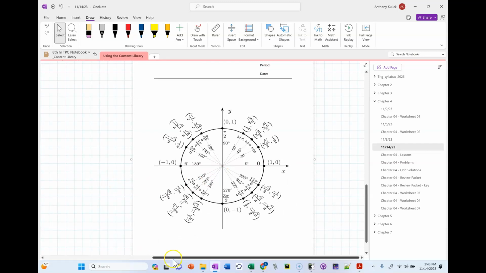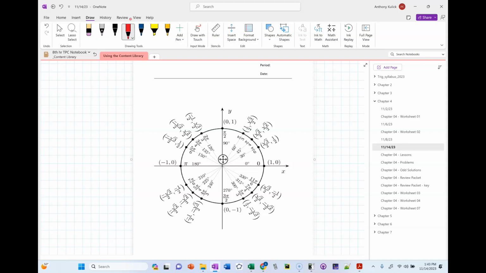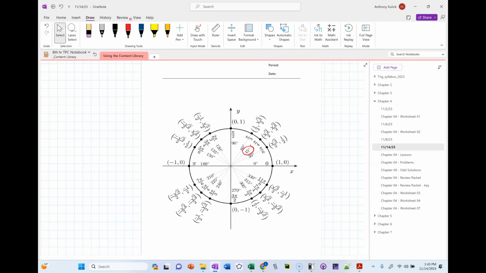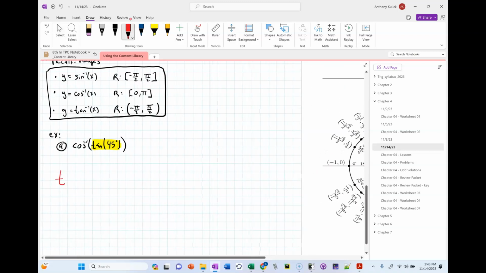All right, so here's my unit circle. I'm going to locate 45 degrees. And then we're doing tangent of 45, right? What is tangent on the unit circle? Y over x.